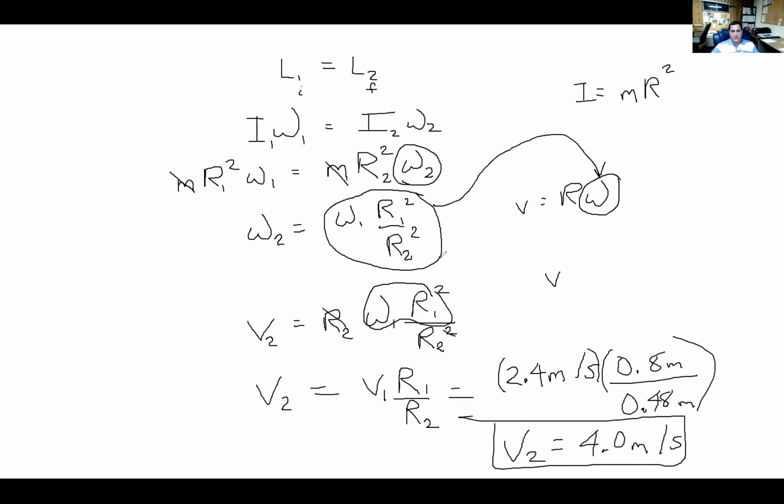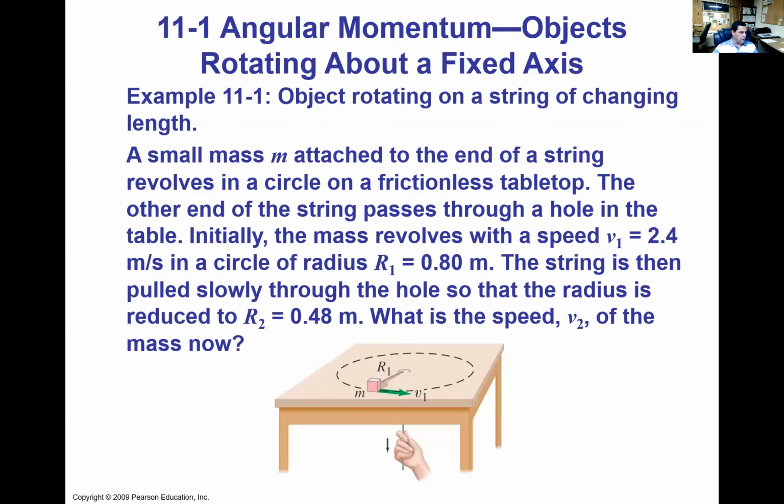So you don't have to solve the algebra this way. You can plug the numbers in at any given point in time, and you don't have to do the simplifications with the R's. You can keep the equations as they are and solve them that way. Back to the PowerPoint. So we solve that. Our velocity, when we pull the string in, we expect it to go up because you're pulling it in tighter: 4 meters per second.